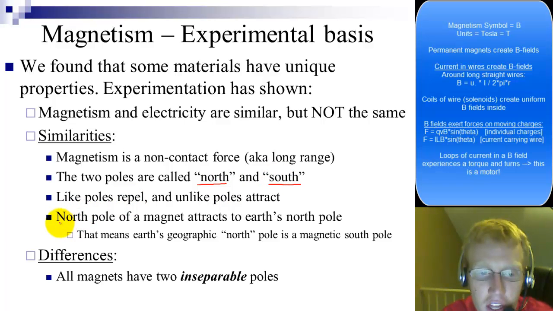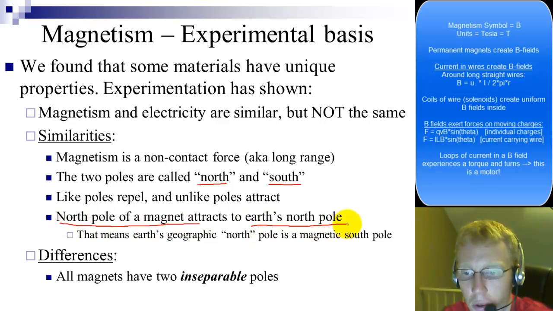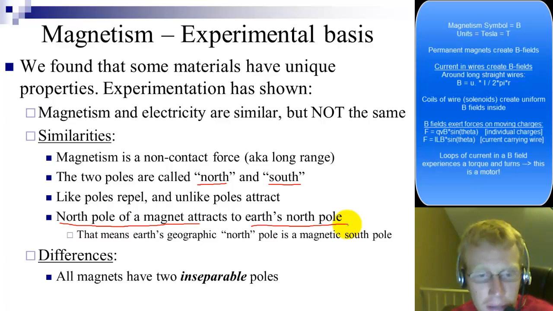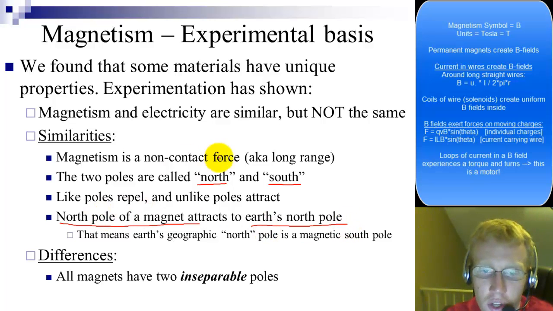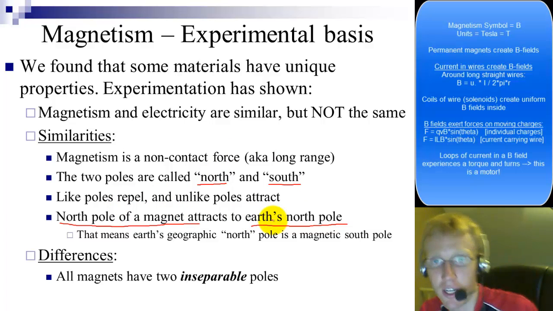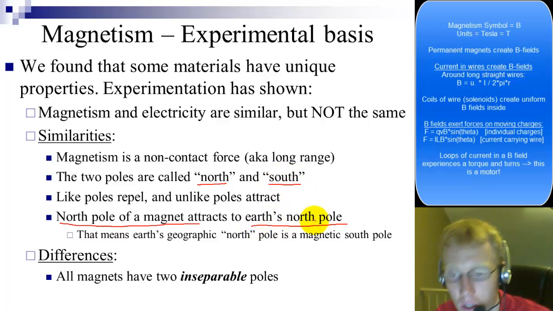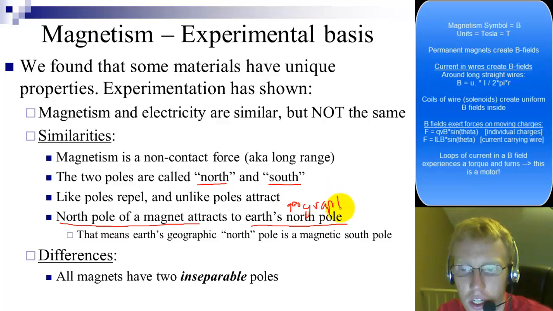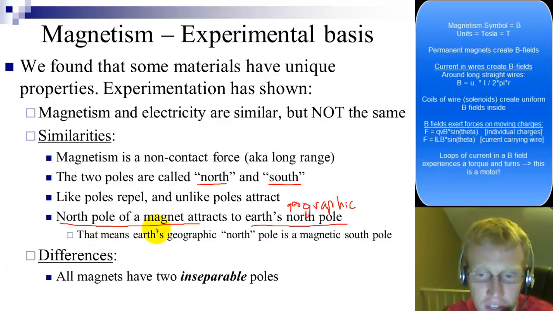And interestingly enough, the north pole of a magnet attracts to Earth's north pole. So that kind of makes sense on why you might name it north. But it has an interesting effect. Since you know that north and south attract, if the north pole of a magnet is attracted to something, then whatever it's attracted to must be a south magnetic pole, which means Earth's north geographical pole, so this is geographic, Earth's geographic north pole is actually a magnetic south pole. So if Earth's north pole was magnetic north, then the north side of a magnetic compass would repel, not attract.